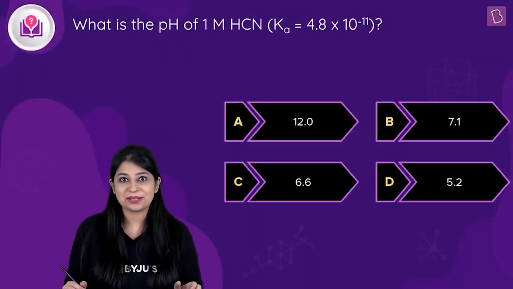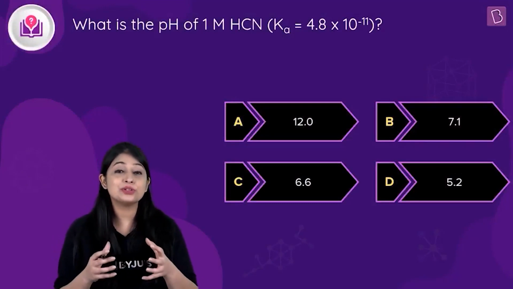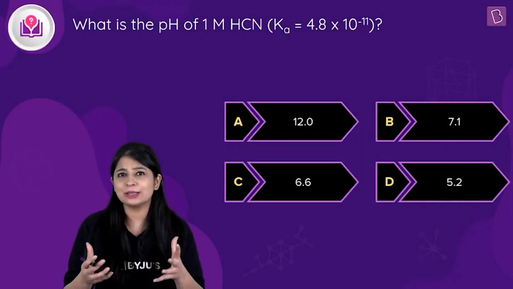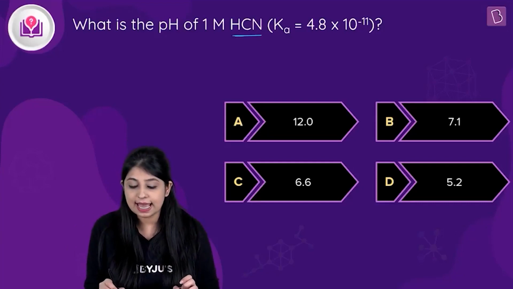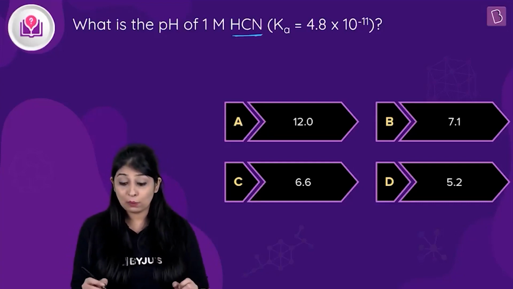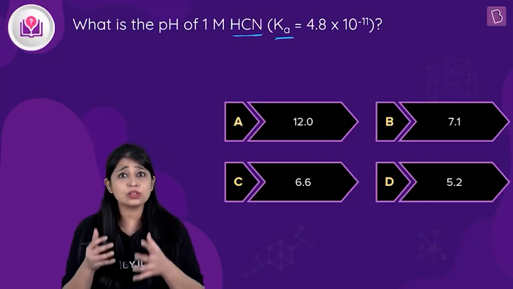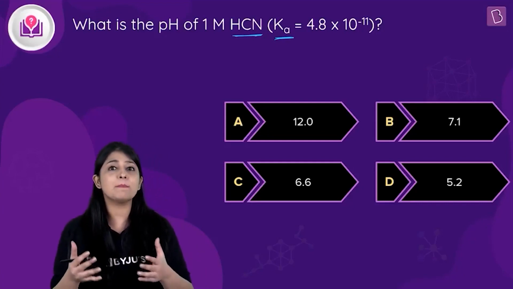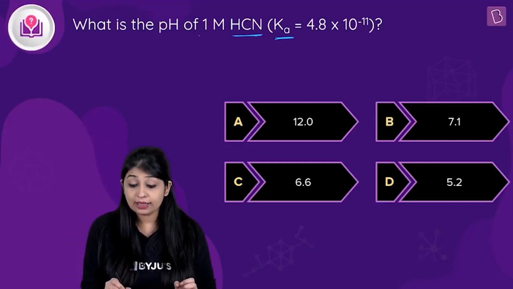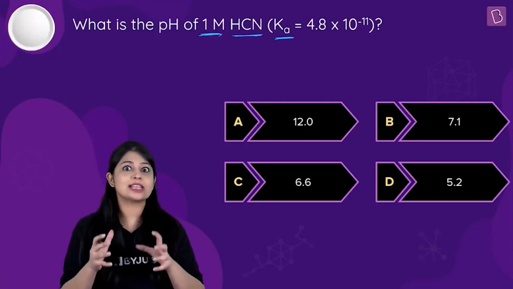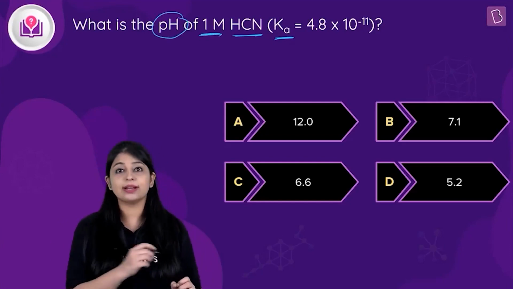Let's have a look at this question here. We have to find out the pH of the aqueous solution of a very weak acid, which is given to us as HCN. Why is it weak? You can see that the dissociation constant value is so small, 4.8 into 10 to the power minus 11, which is very small. We have also been given the concentration of this aqueous solution, which is 1 molar. And we have to find out the pH.